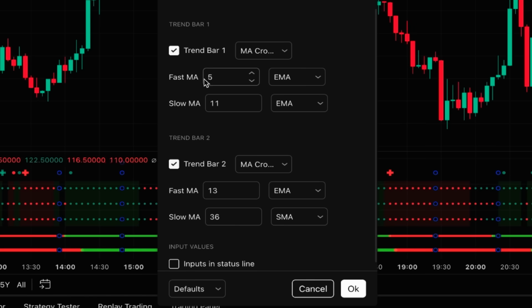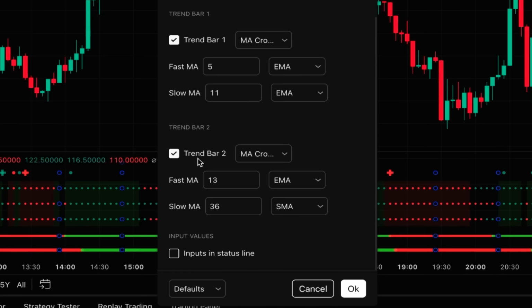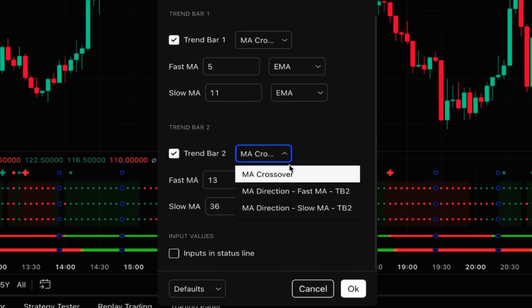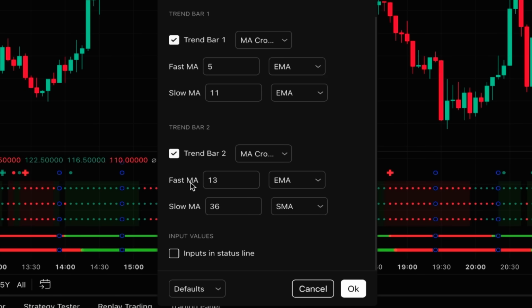When the fast EMA is below the slow EMA, the color of the trend bar is red, and when the fast EMA is above the slow EMA, the color of the trend bar is green. And similarly for trend bar 2, which is this line here, by default moving average crossover is selected, and for the fast moving average it is set at EMA with length of 13, and for the slow moving average it is set at simple moving average with length of 36.